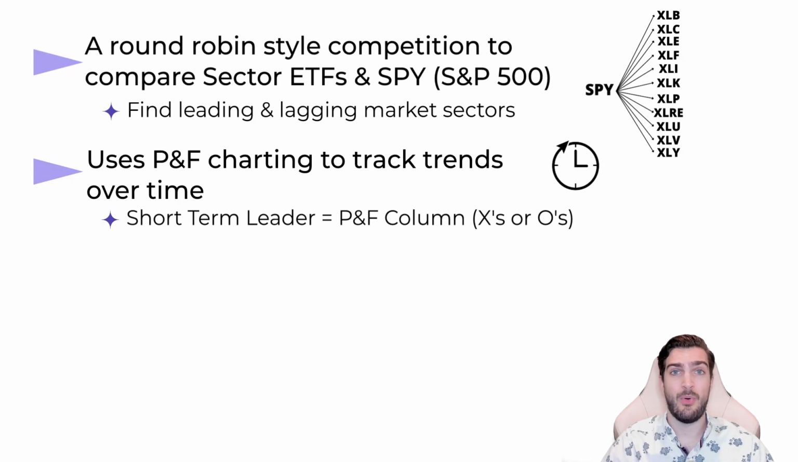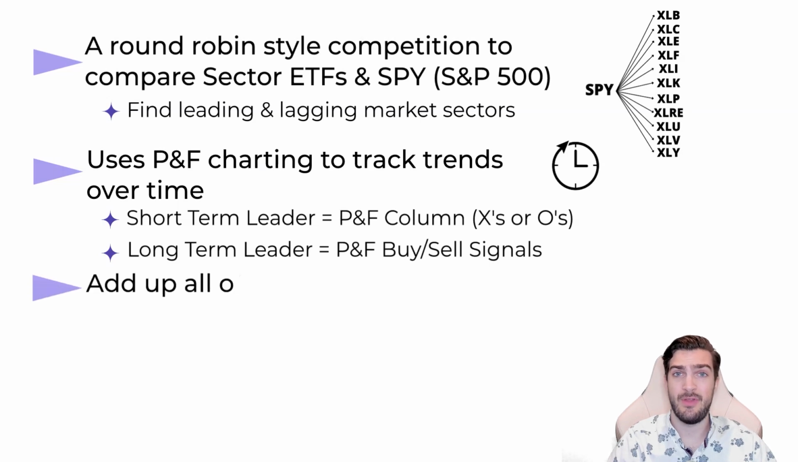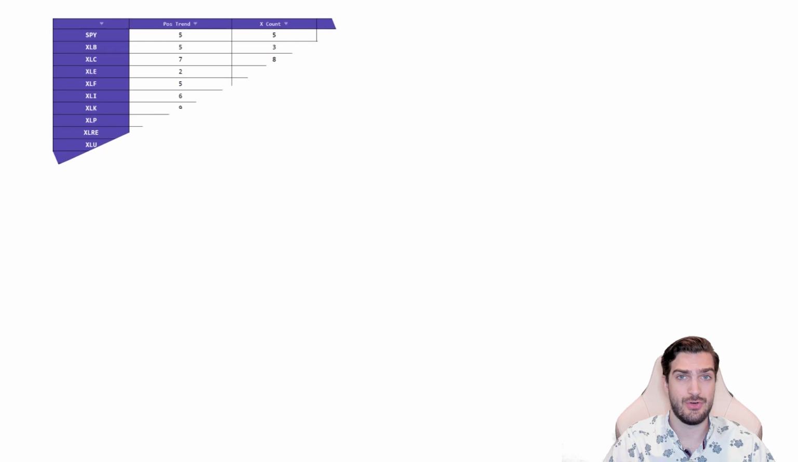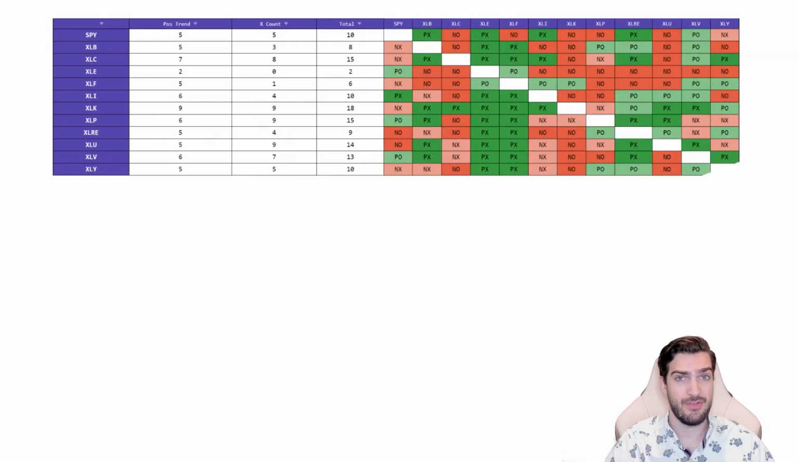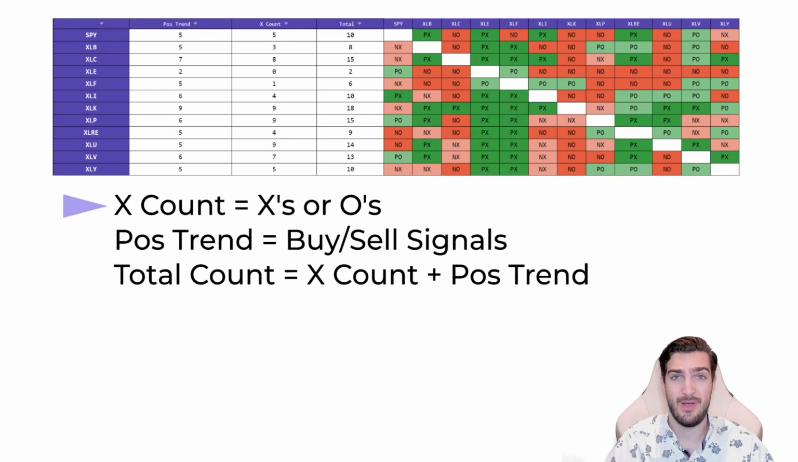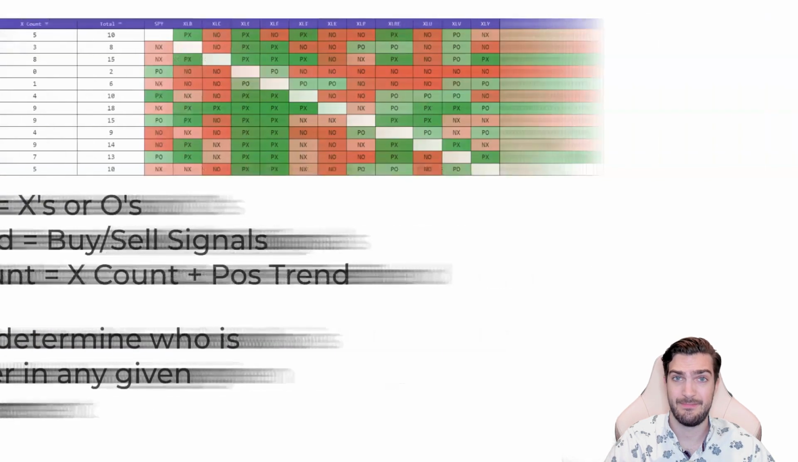Then, we use our point and figure buy and sell signals, which we call positive and negative trends, to see which security is leading in the long term. Once we've run all of the possible combinations that we have, we can then add up the total number of wins for both short-term direction and long-term trend to get an overall scorecard for that specific security. We'll get their short-term X count, their long-term positive trend, and finally their total count, which is their short-term plus their long-term wins. We can then order these securities based on which ones have the highest and lowest scores to determine who the leaders are in any given moment.